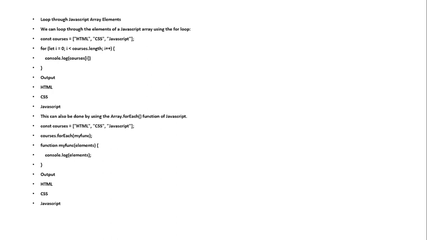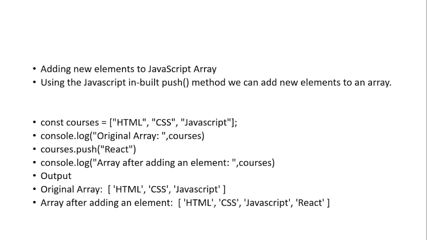In the second example, you can see constant courses is equal to HTML, CSS as well as JavaScript. The courses forEach method is being used here. In the first example, you are using a for loop. In the second example, you are using the forEach function. In this forEach statement, each and every element will be taken. It is automatically incremented and each element will be taken from the array called courses, and the output will be printed here.